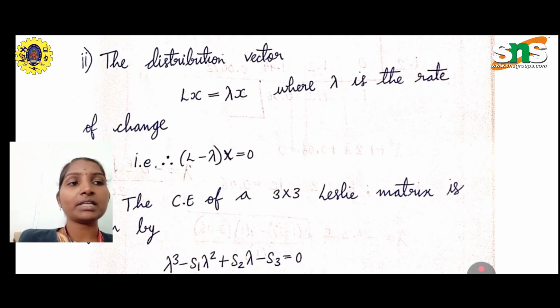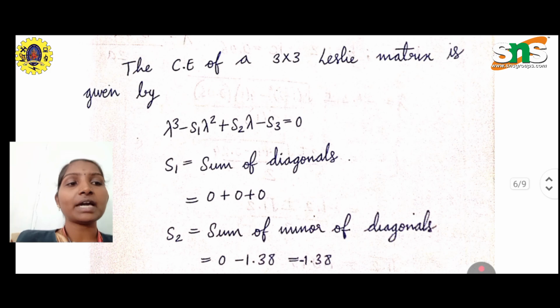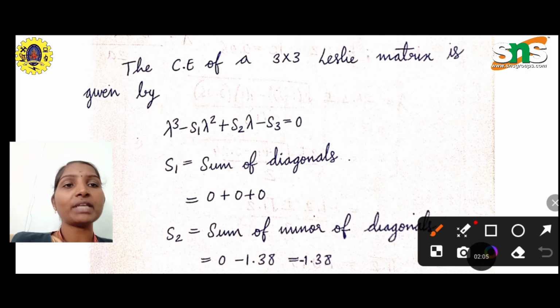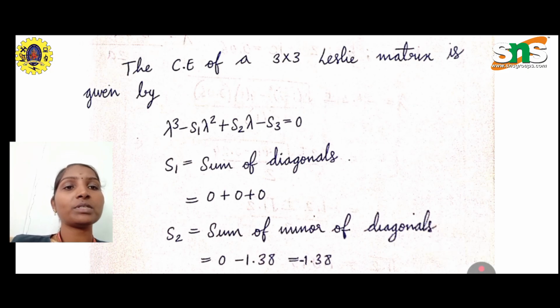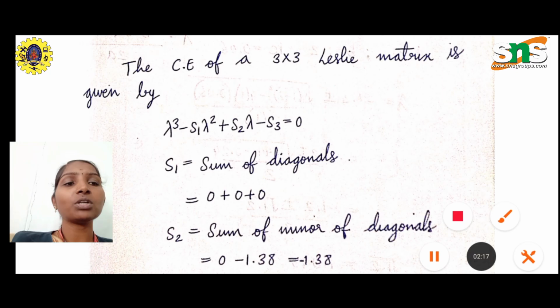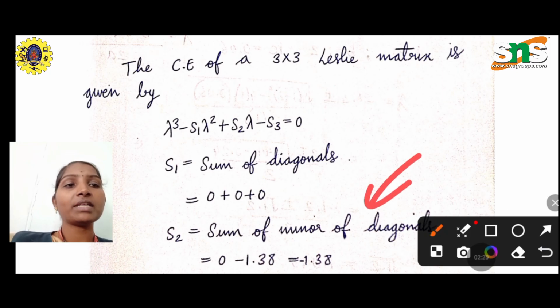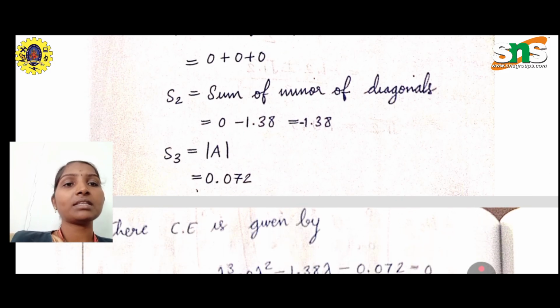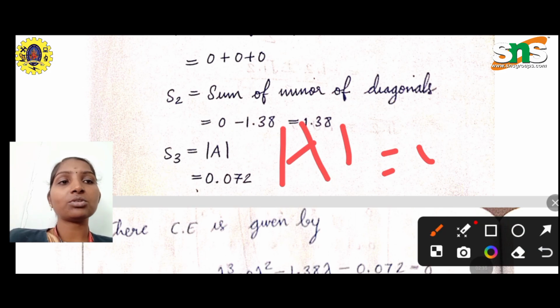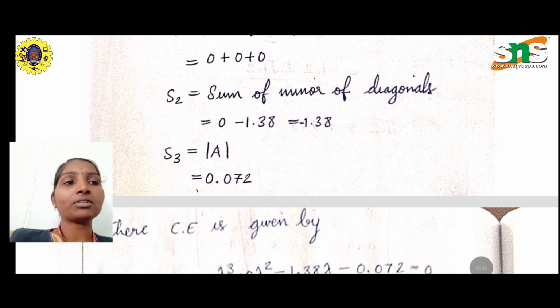To find this, we are in need of the characteristic equation as a first step. So what is the characteristic equation? The characteristic equation of a 3 cross 3 matrix is given by lambda cube minus s1 lambda square plus s2 lambda minus s3 is equal to 0. This has been learnt as a formula in the previous video. And what is s1? It is the sum of the diagonals: 0 plus 0 plus 0, which is 0. And what is s2? Sum of the minors of the diagonals, so it is minus 1.38. We all know how to calculate s1, s2 and s3. s3 is nothing but the determinant of the given matrix L, and its value is 0.072. So this is what we have calculated as s1, s2, s3.